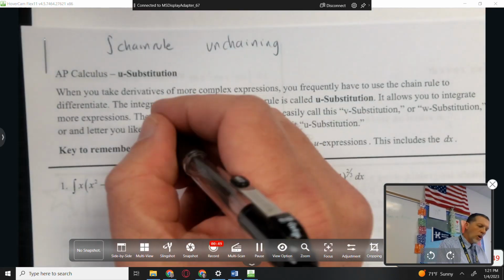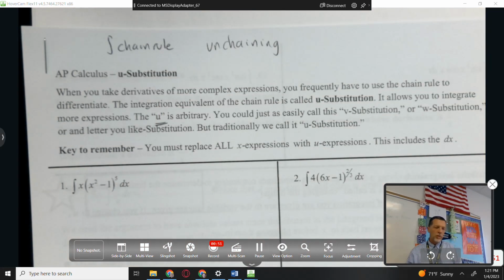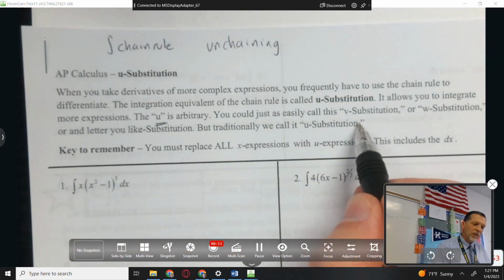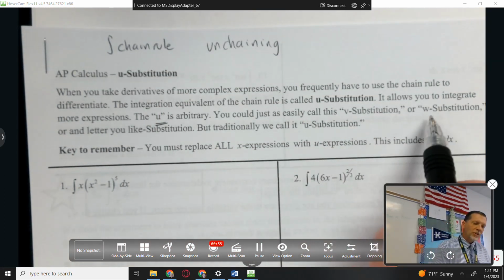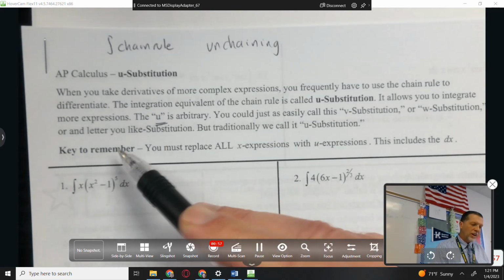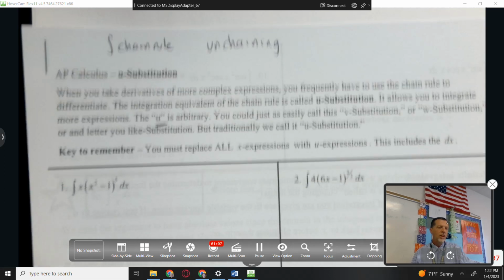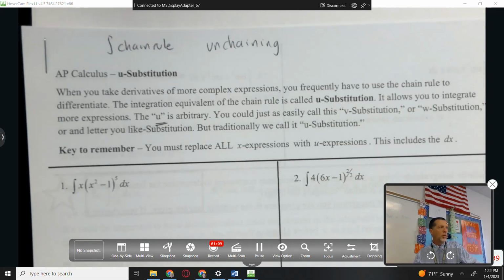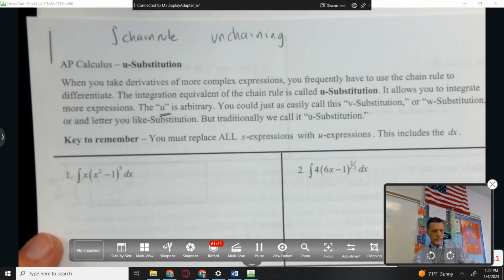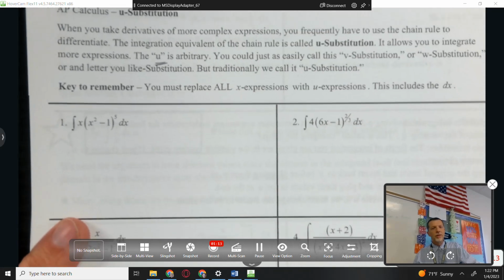The U is arbitrary, so we just make up the U. You could just as easily have called this V substitution or W substitution or any letter you like substitution. But every calculus teacher uses the phrase U substitution. Every calculus teacher you know. Correct. I don't know all of them.